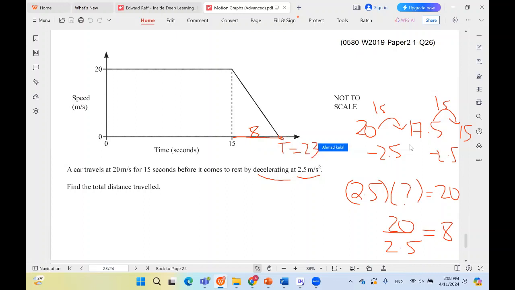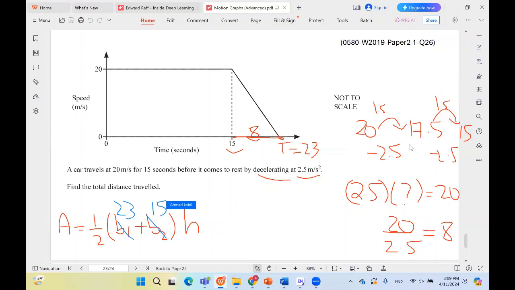How did I get 23? Of course, I added 15 and 8 together. Now that we have this value, it would be quite simple to figure out the distance, because the distance is the area. So it's half times base 1 plus base 2 times height. Base 1 is the 23. Base 2 is 15. And the height is 20.